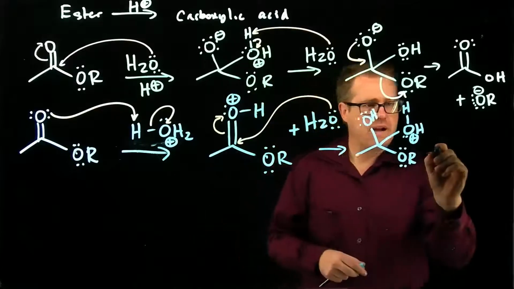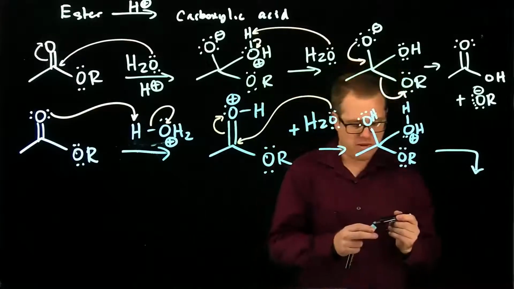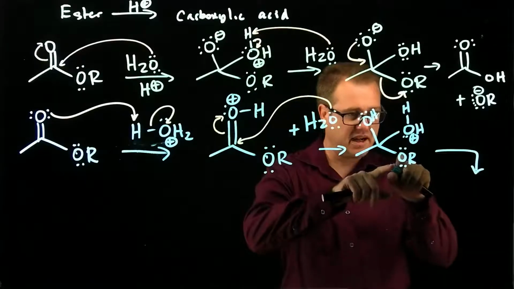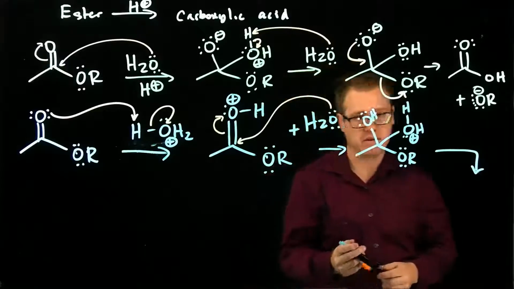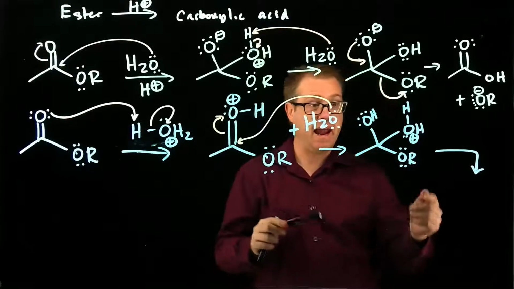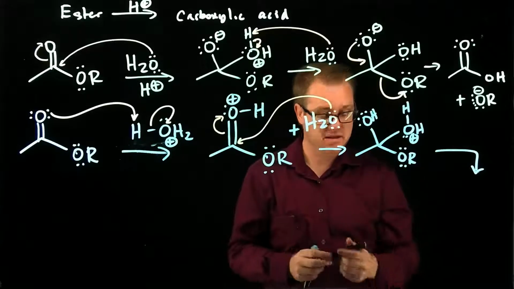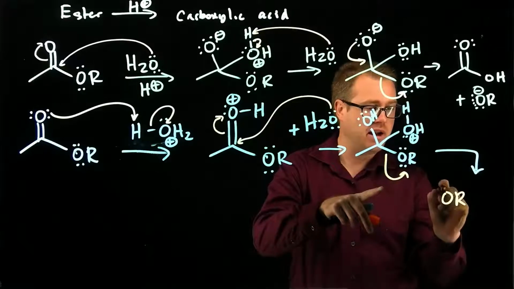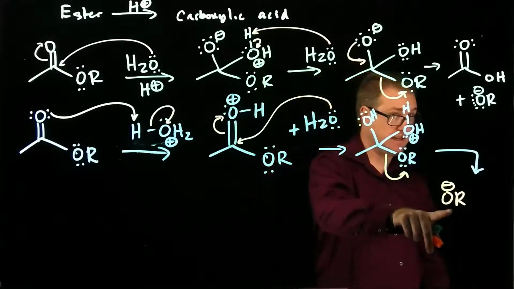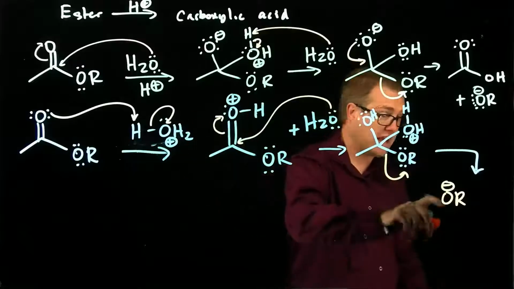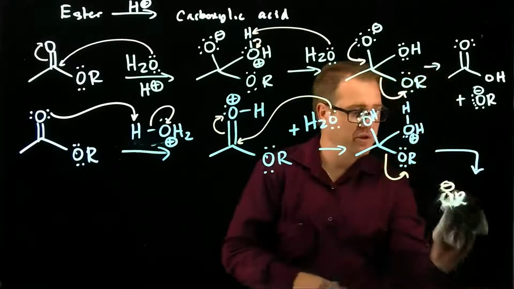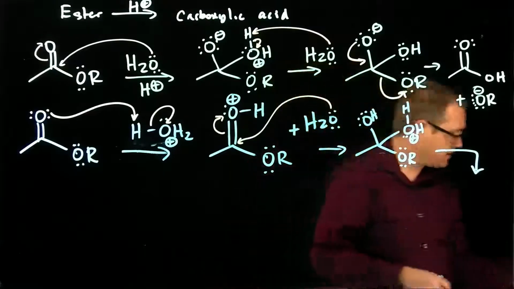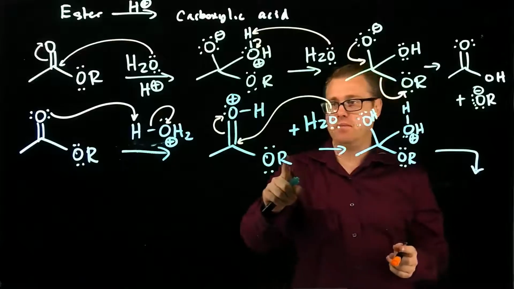Now, what we're going to have to do is, because what's our ultimate goal? We want to make a carboxylic acid. So we need to get this guy right here, the OR, to leave. But we can't just make it leave like this. Okay, we can't just say, hey, leave. Because if it just left like that, what would we generate? We generate a basic species. And we're under acidic conditions, so that can't form. So we've got to do a couple proton transfer steps to do that.